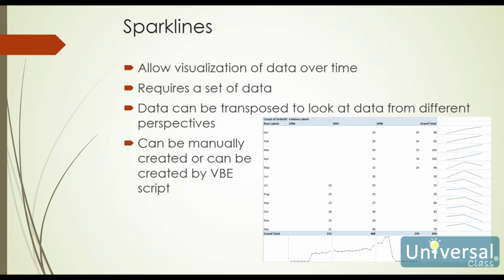If you go across and look at, let's say, July, we can see that in 1996, in July, there were 22 orders. And then in 1997, for the same time period of July, there were 33. Look at 1998, and there were no sales. So it makes it really easy for us to look at these. You can also transpose the data to look at it from different perspectives, and we can do this manually or use a VBA script.